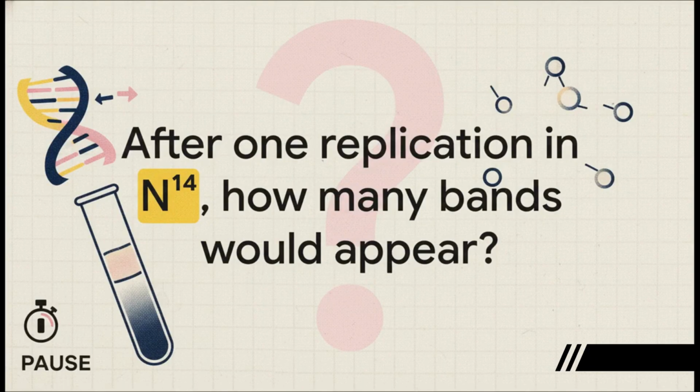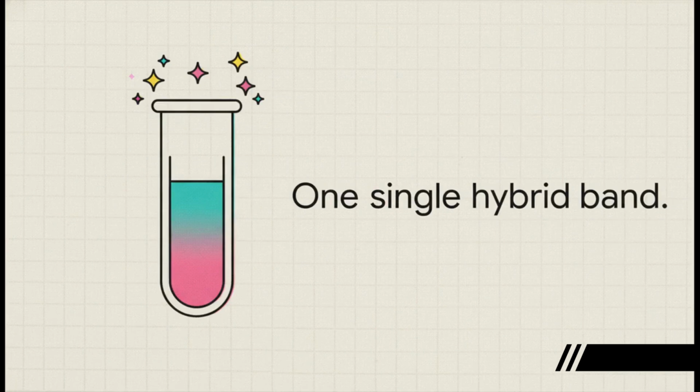Okay, quick pop quiz. Let's see if you were listening. After that very first round of division in the light, N¹⁴ medium, how many bands did they see in that test tube? Go ahead, pause for a second and lock in your answer. Did you get it? The answer is just one single hybrid band, sitting perfectly between where a heavy and a light band would be. If you got that right, fantastic. You've just understood the core proof of this entire process.